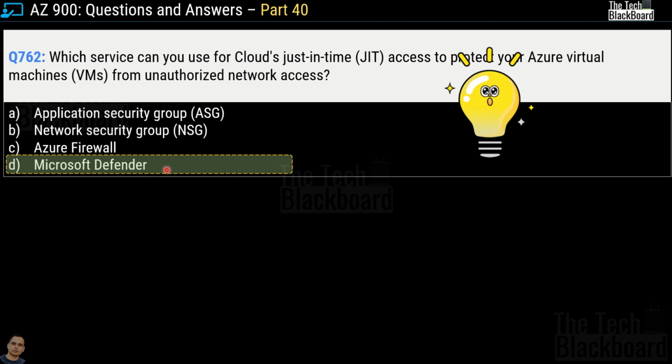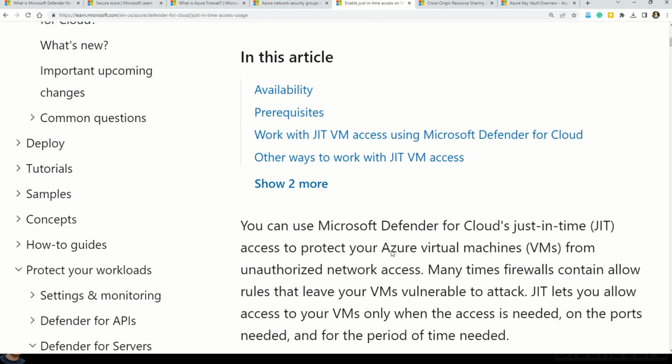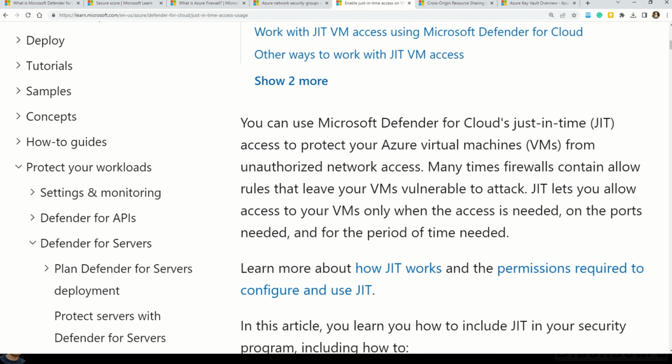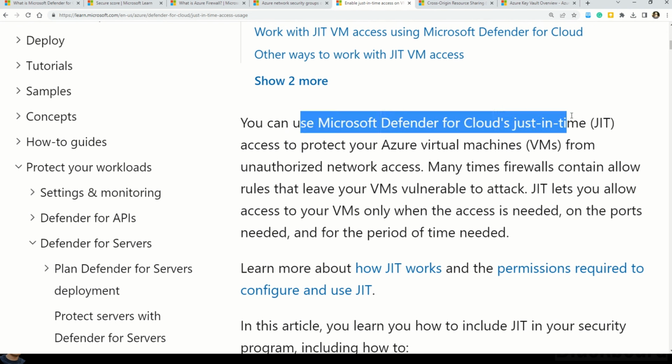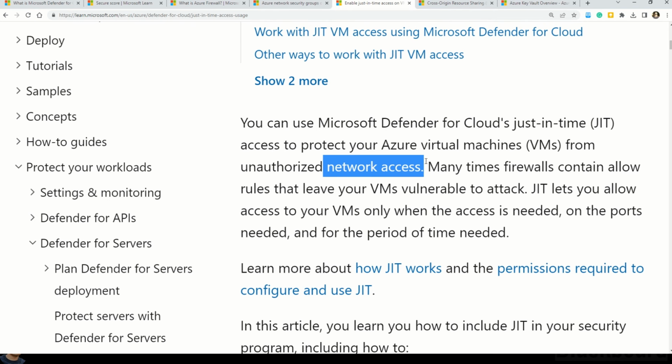And friends, this is also one of the very latest questions that have appeared lately in AZ-900. And that's why I wanted you to have a correct documentation on the same. So here you can read that you can use Microsoft Defender for Cloud's just-in-time access to protect your virtual machines from unauthorized network access. And that's how we can validate our answer.